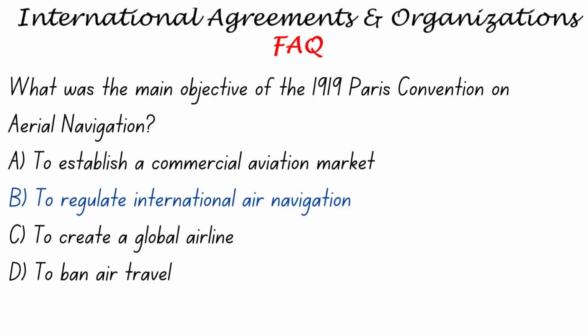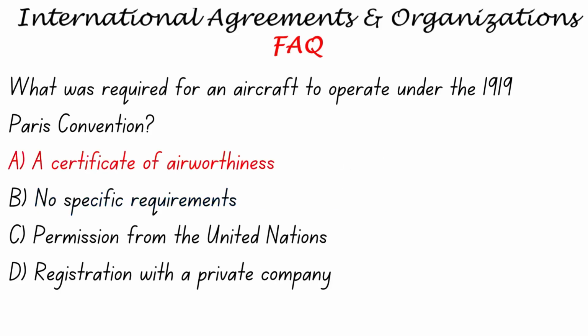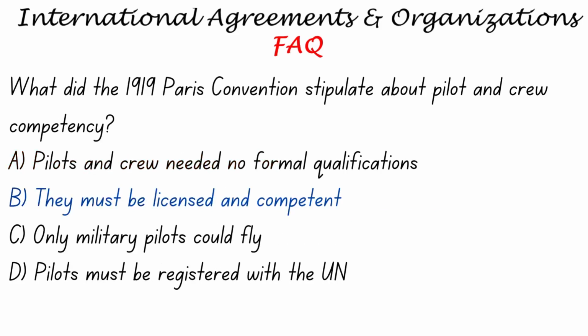One of the main objectives of the 1919 Paris Convention on Aerial Navigation was to regulate international air navigation. Each country has complete sovereignty over its airspace was the principle established regarding airspace in the 1919 Paris Convention. A certificate of airworthiness was required for an aircraft to operate under the 1919 Paris Convention. As per the 1919 Paris Convention, pilots and crew must be licensed and competent.